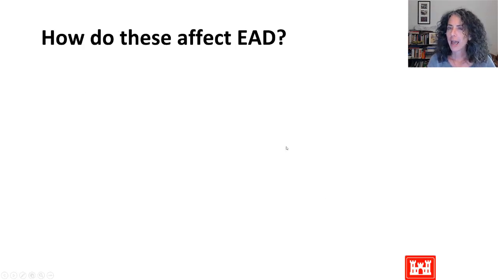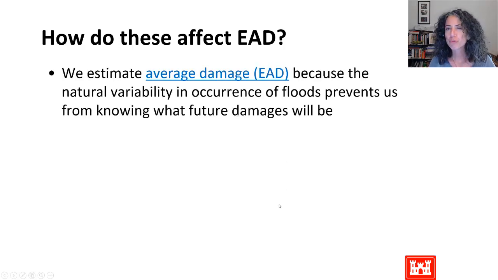Now let's look at how natural variability and how knowledge uncertainty each affect the EAD computation. Right. So the reason that we even compute an expected annual damage is because we don't know what the future values of floods are going to be. And so we don't know what the future damages are going to be. And all we can do is refer to our best estimate of the probability distribution. So we compute an expected annual damage because we don't know the future.